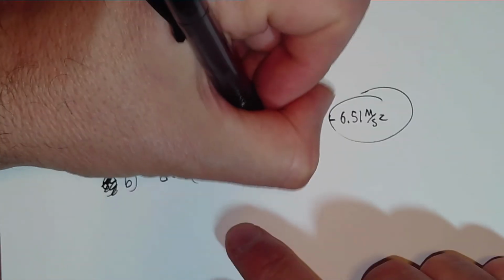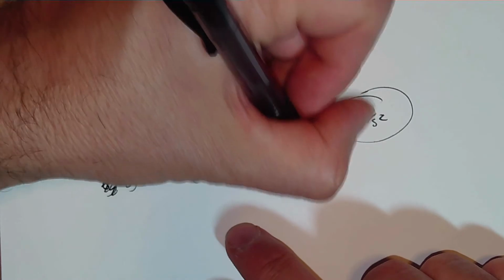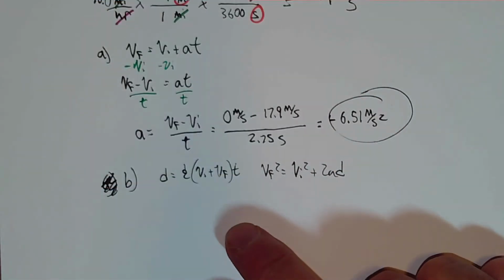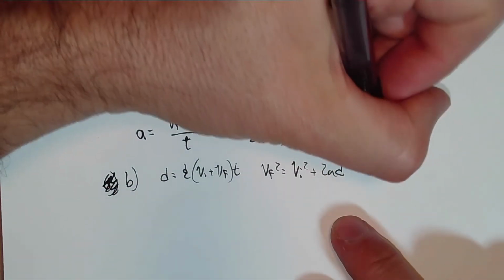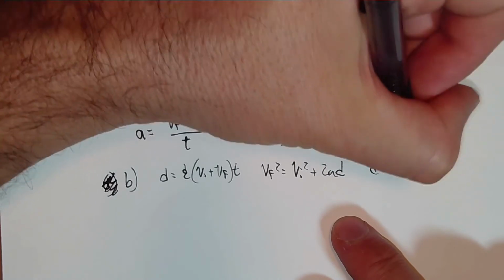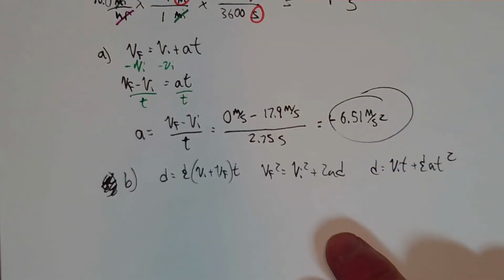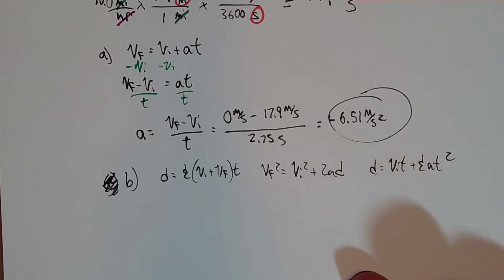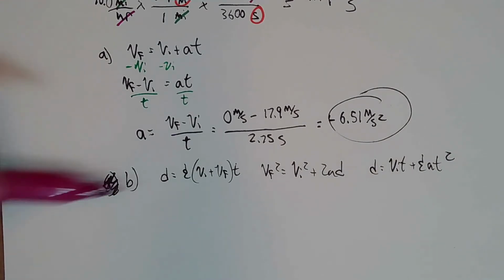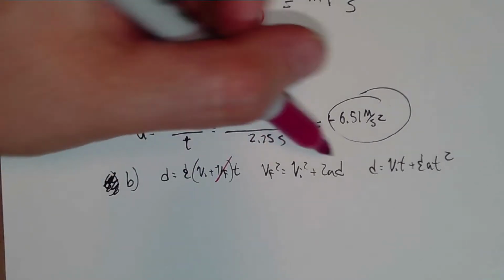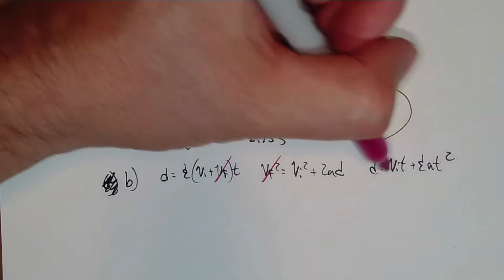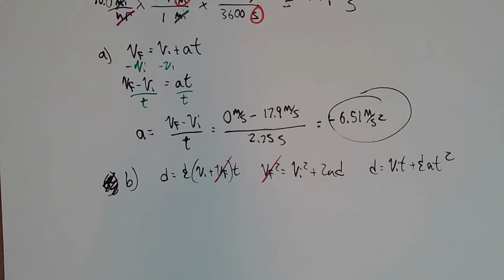We have VF squared equals VI squared plus 2AD, Fred. And we have D equals VIT plus 1/2 AT squared. And that is Velma. So, looking at what we have, we know that VF is equal to 0. Since VF is equal to 0, this term drops out, this term drops out. There's nothing that drops out in Velma.